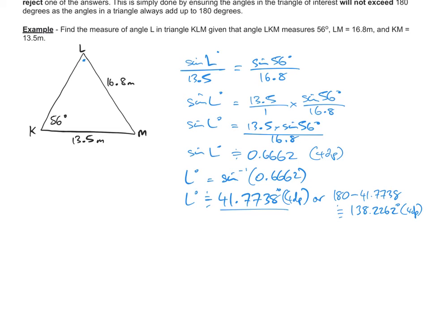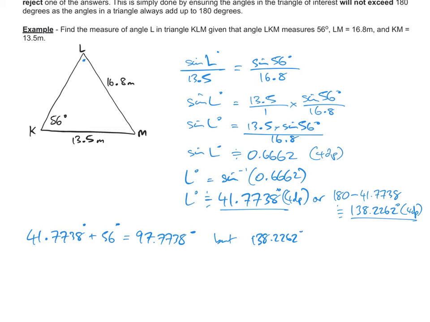So we've got two possible answers right now because we have used the sine rule and we're aware of the ambiguous case. However, 41.7738 plus the other angle we know, because we're saying L is possibly 41.7738, plus 56 degrees, is currently equal to 97.7738 degrees. So that leaves a possible angle for the remaining angle at M.